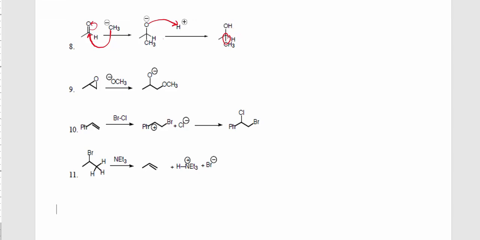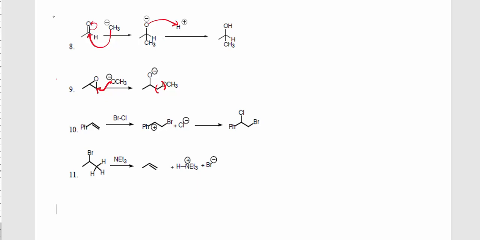Number 9, this is called an epoxide ring. We'll deal with epoxides in module, I think it's 6. So this is an epoxide ring, and this is an epoxide ring opening reaction. So notice that we have a new bond here, and that bond is between this oxygen and this carbon. So that means I must take my arrow this way.